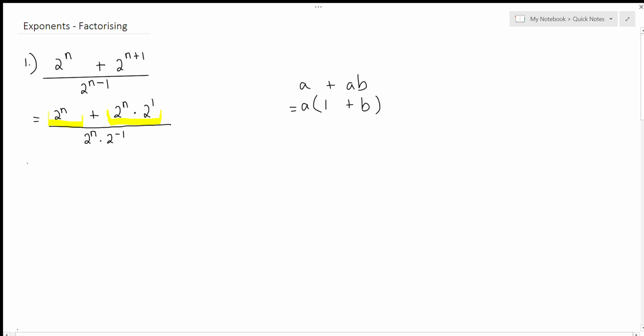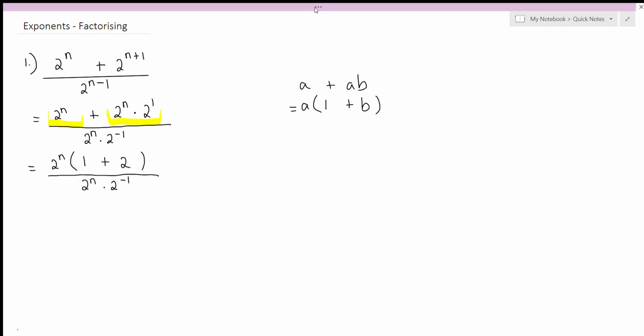If you have a look at your exponents now, your common factor here is 2 to the power of n. And so we need to have two factors here. So we've got plus, there's a plus there. So 2 to the power of n times 1 will give me 2 to the power of n. And 2 to the power of n, there's 2 to the power of n, I'm left with 2 here. So it's basically going to be 1 plus 2 in my bracket over 2 to the power of n times 2 to the power of negative 1.